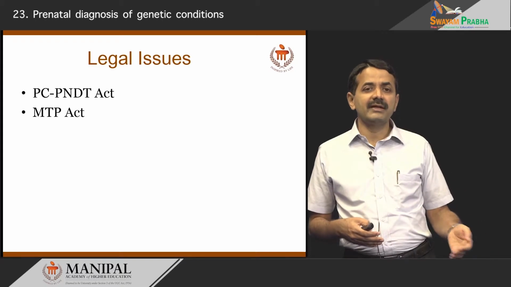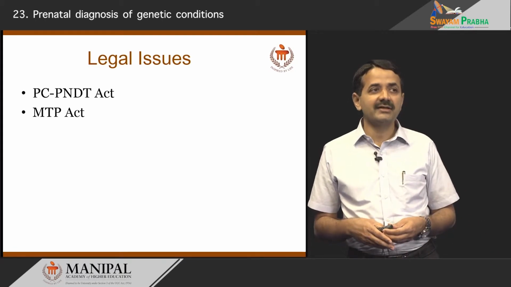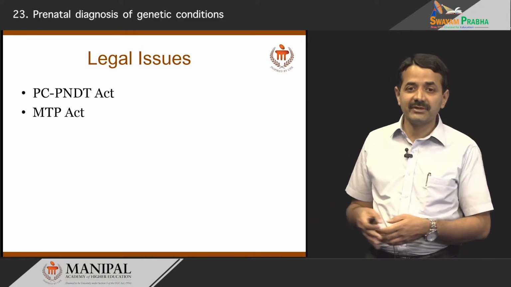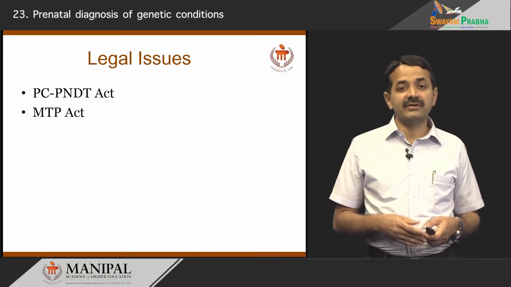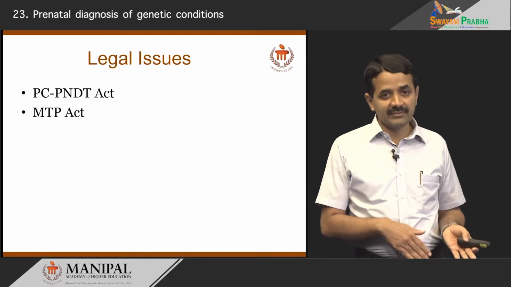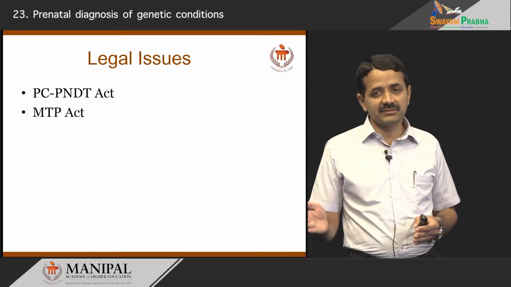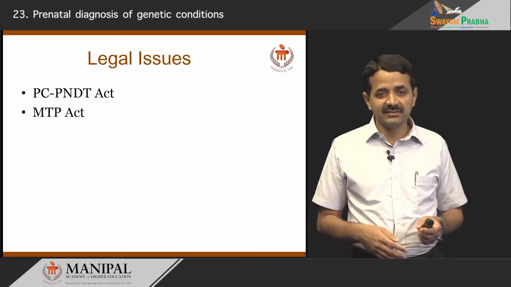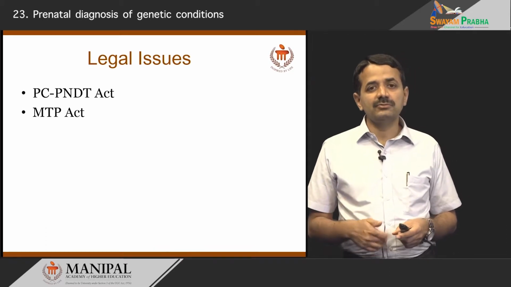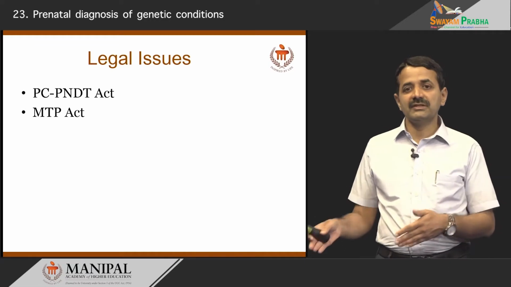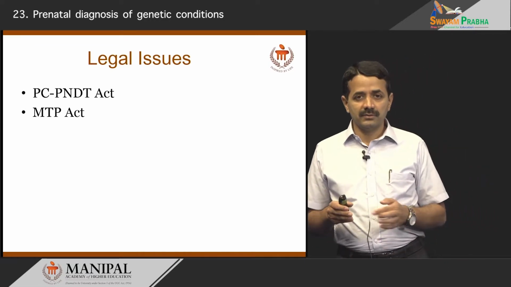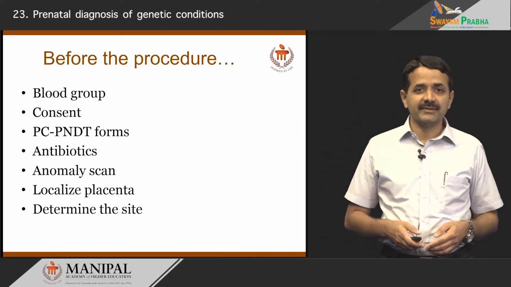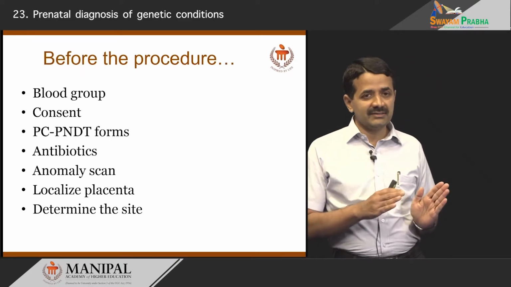we have the Medical Termination of Pregnancy Act, which says it is illegal to terminate pregnancies after 20 weeks of gestation, and actually after 12 weeks without two medical opinions, but after 20 weeks for any reason. So, these are the two laws which we need to remember before doing prenatal diagnosis, and they should be explained to the family. Before the procedure, we take the blood group.